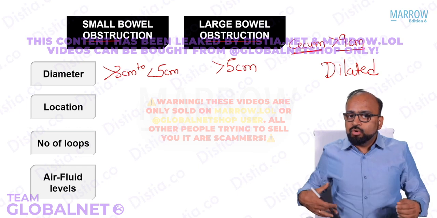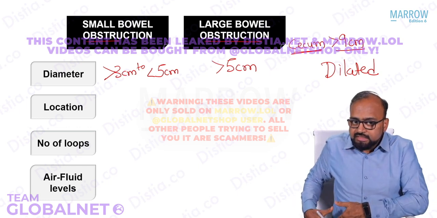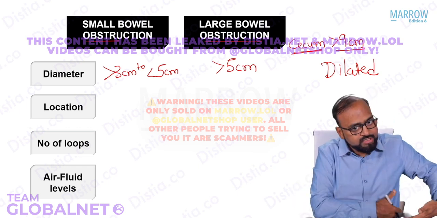Now, where is the large bowel located? See, the large bowel is the cecum, ascending, transverse, descending colon.